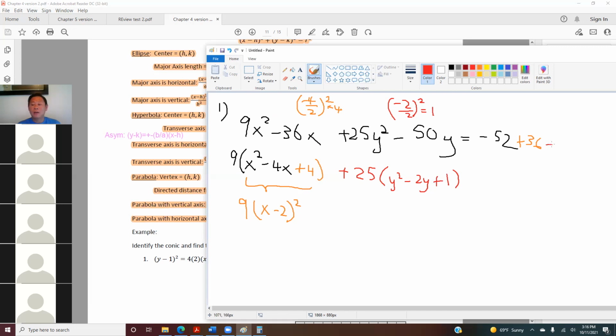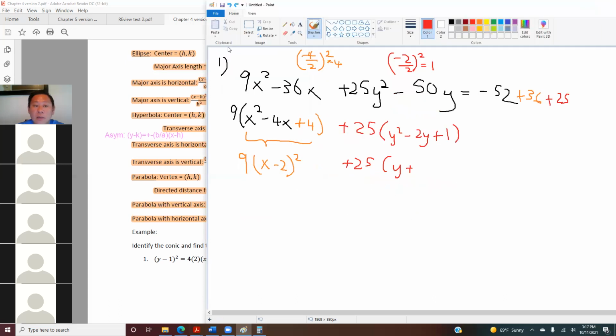But what do you need to add on here to balance your equation? 25. Yep, because you got the 25 there. So this will become positive 25. y minus, sorry, because there's a minus sign here, y minus 1 squared. And if you add all this and subtract 52, you get what? You will get 9. So this will give us 9 here.